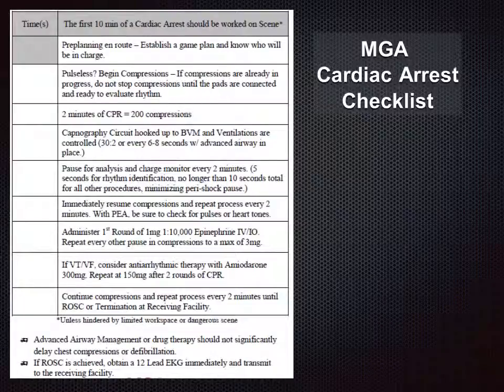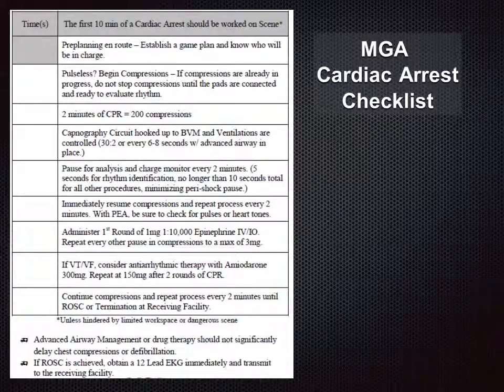The capnography circuit is hooked up to the BVM and ventilations are controlled. And that's 30 to 2, or every 6 to 8 seconds with an advanced airway in place. So we're not squeezing rapidly, we're giving nice controlled ventilations. Pause for analysis and charge monitor every 2 minutes, 5 seconds for rhythm identification, no longer than 10 seconds total for all other procedures, including minimizing the peri-shock pause. Immediately resume compressions and repeat the process every 2 minutes.